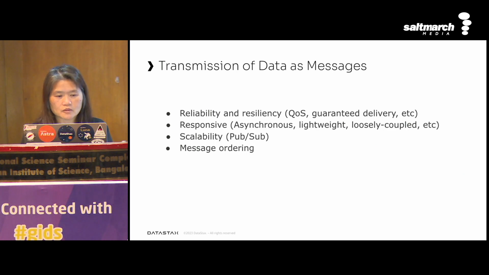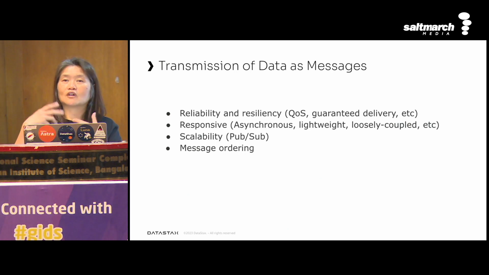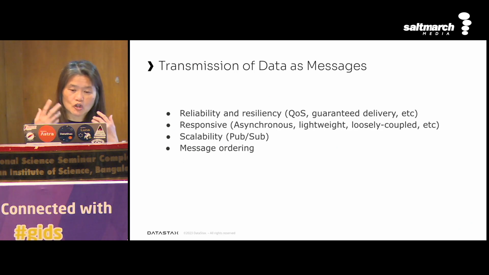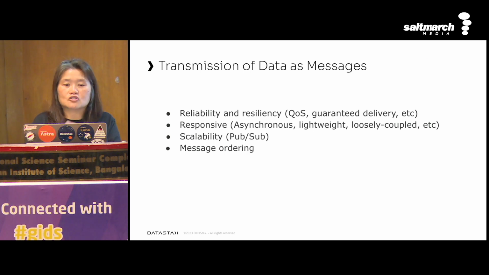And also, you want to make sure your system being responsive is very lightweight and all of the components are loosely coupled, meaning that the sender and the receiver should not be tightly coupled. You send the messages and somebody else will deliver it, making sure someone is receiving it. And scalability can be achieved by using a pub-sub type of mechanism. Another thing is dealing with message ordering. In some cases, you want to make sure messages get delivered, and the packets maybe need to be ordered properly in the order as they were sent. So these are some concerns you need to be aware of if you're dealing with transmitting data as messages in modern times especially.